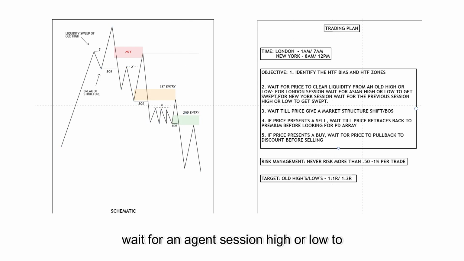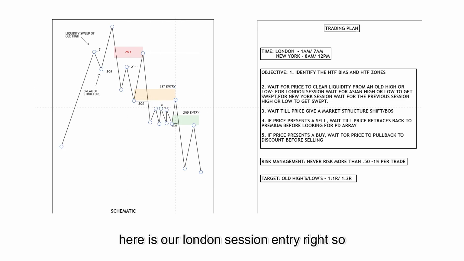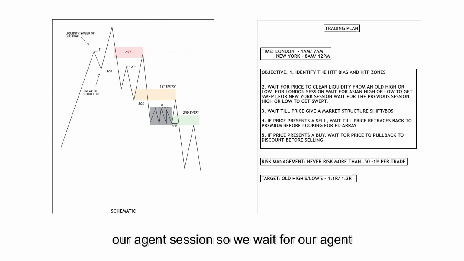So for the London session, we wait for an Asian session high or low to get swept. And for the New York session, we wait for a previous session high or low to get swept. Say this first entry right here is our London session entry. This gray box right here becomes our Asian session. So we wait for our Asian session to get swept inside of our zone, and then we get a breakup structure. Now this confirms our first entry, because now we are playing inside of this higher time frame reversal zone.